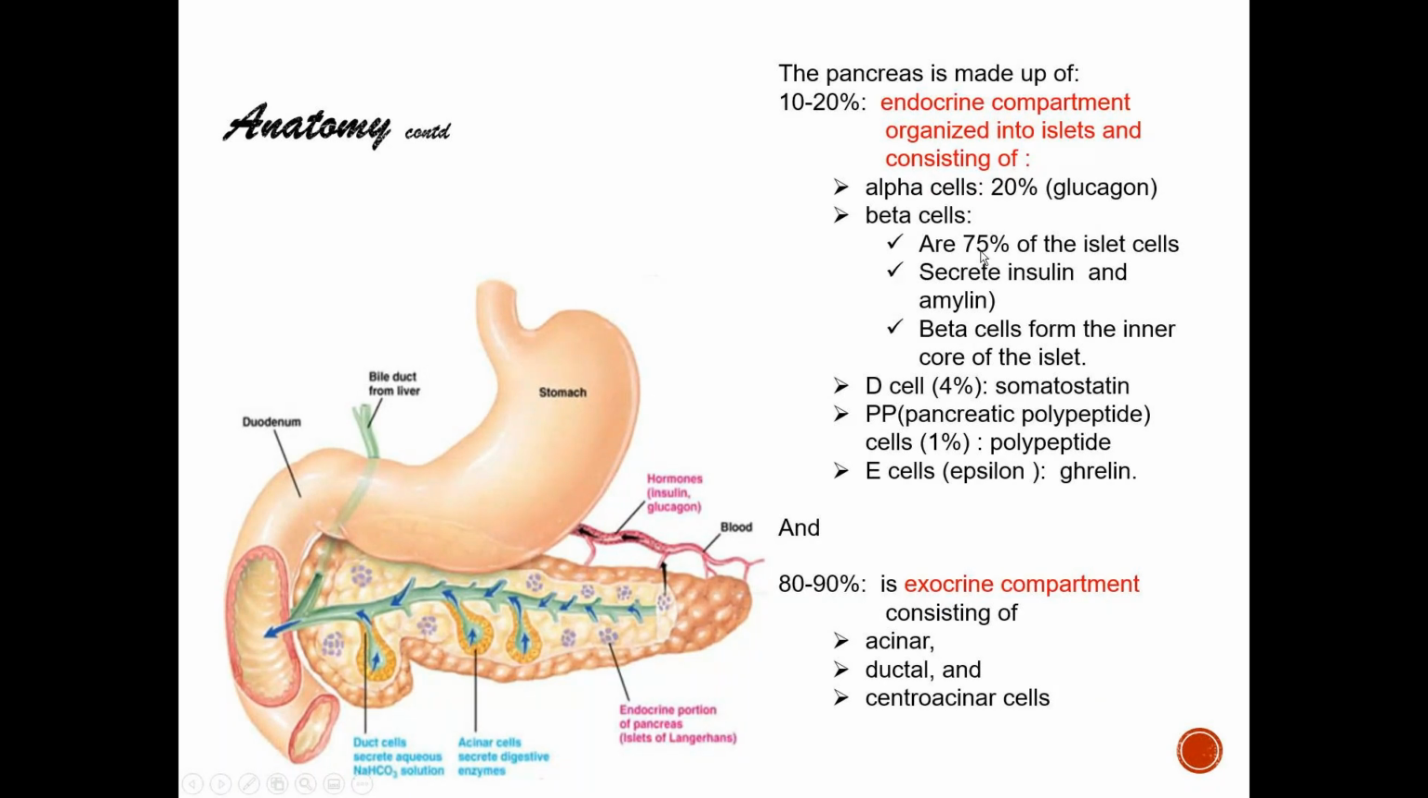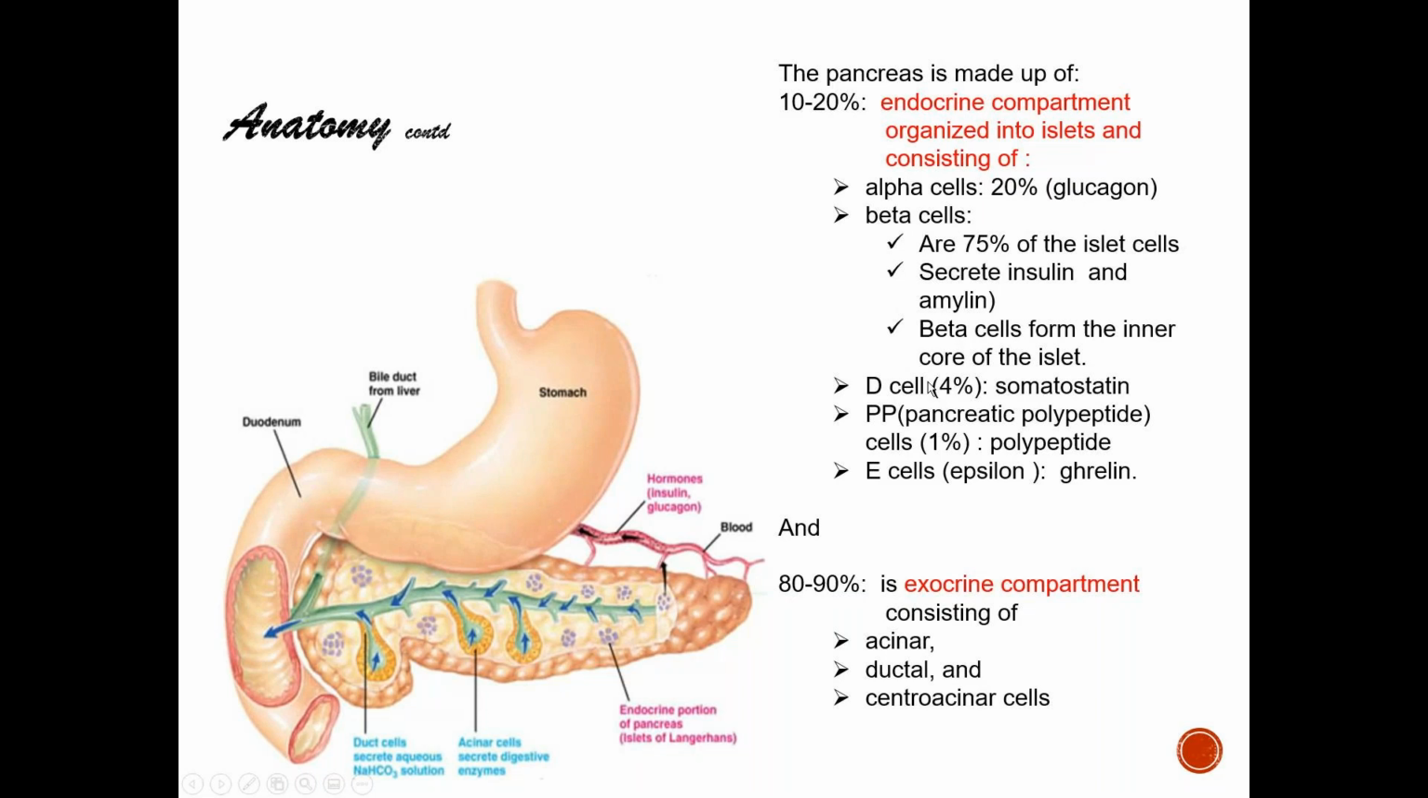And we all know that the beta cells are responsible for the secretion of insulin and amylin, and they form the inner core of the islet. That means the central part of the islet is formed by the beta cells. Okay. Now the alpha cells are 20%. They secrete glucagon.